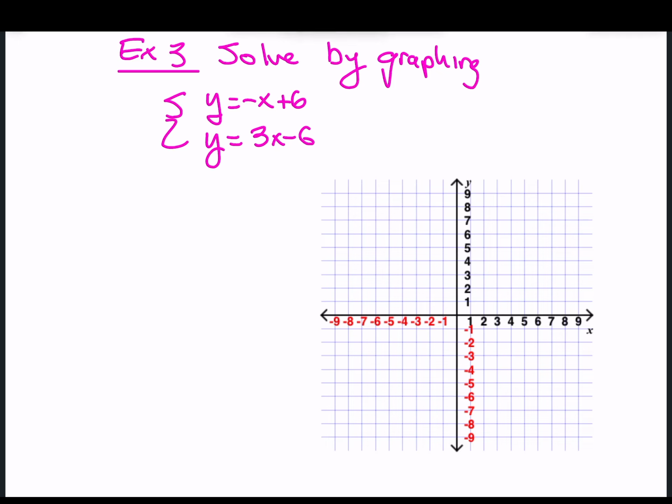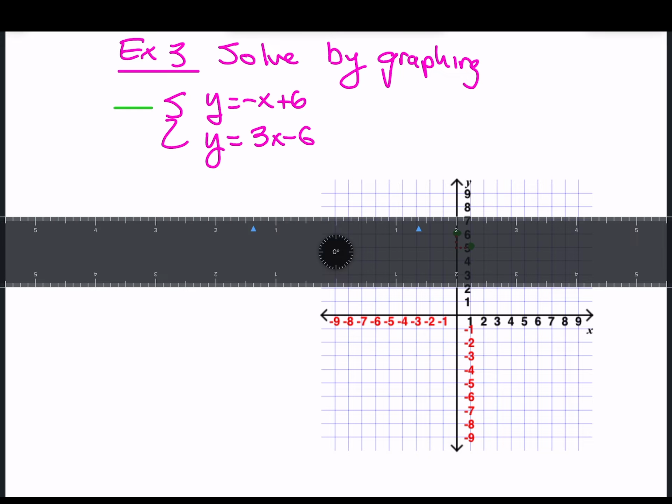Okay, example 3. We want to solve by graphing the system y equals negative x plus 6 and y equals 3x minus 6. So we'll start with graphing y equals negative x plus 6 in green. Now notice we don't have to solve for y in this case because both equations are already in y-intercept or slope-intercept form, so y equals mx plus b. So our slope is negative 1 for the first equation, and our y-intercept is 6. So our rise is negative 1, and our run is 1.